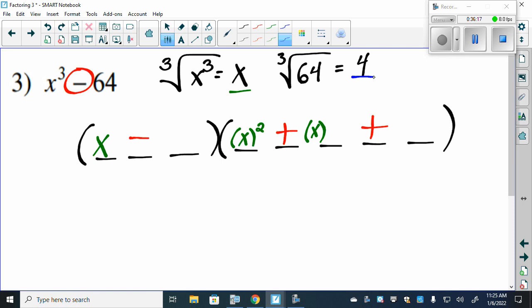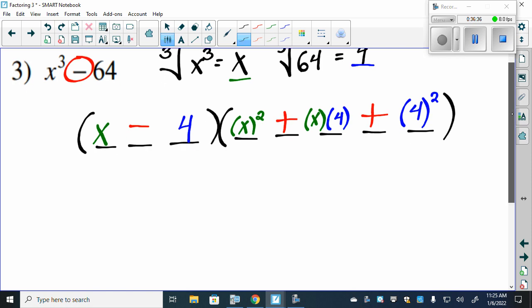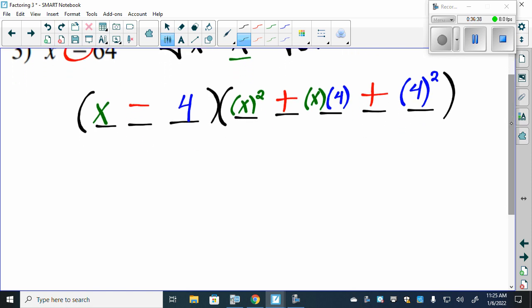Now for our other term in the first set of parentheses, we're going to have 4. The next one would technically be 4 to the 0, which is 1. In the middle, we're going to have 4. And lastly, we're going to have 4 squared. Any questions on this here before we simplify down?